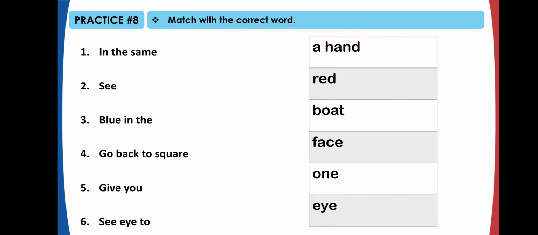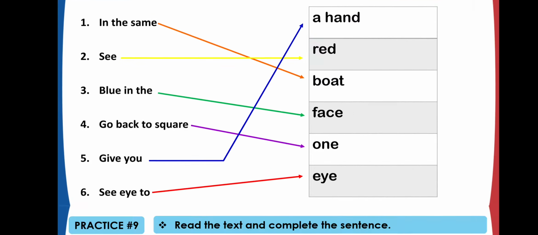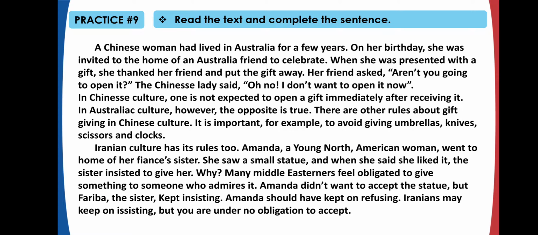Okay, for example, number 1 says in the same boat. Remember that those are idioms, okay? Idioms. Number 2, see red. Blue in the face. Go back to square 1. Give you a hand and see eye to eye. Very good. Now, in practice number 9, you need to read this text and complete the sentences. Okay, pay attention to the reading because according to this, we will answer some questions.